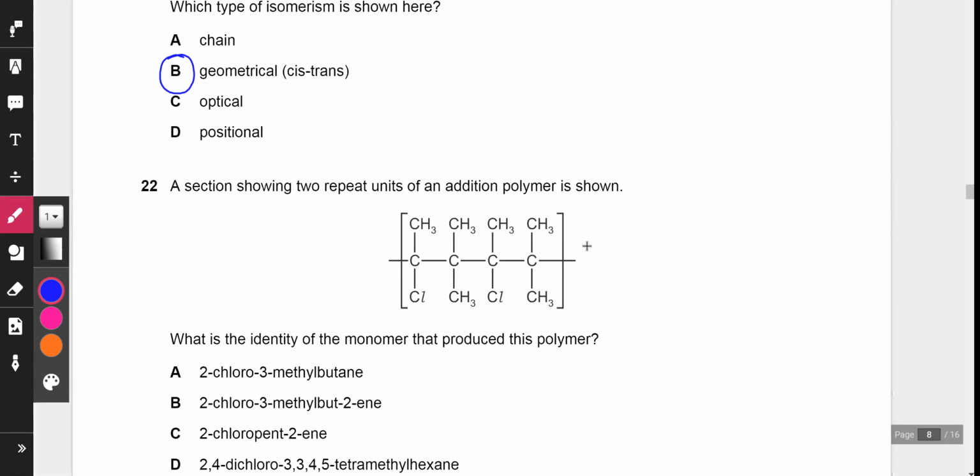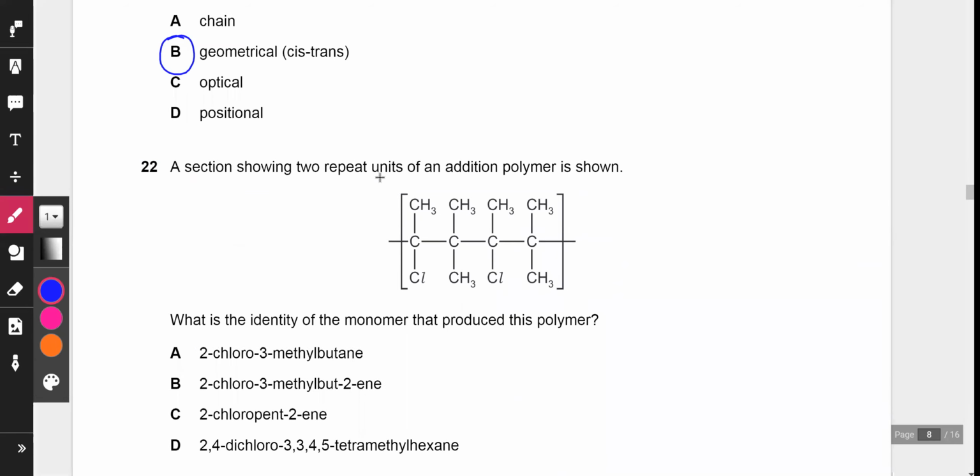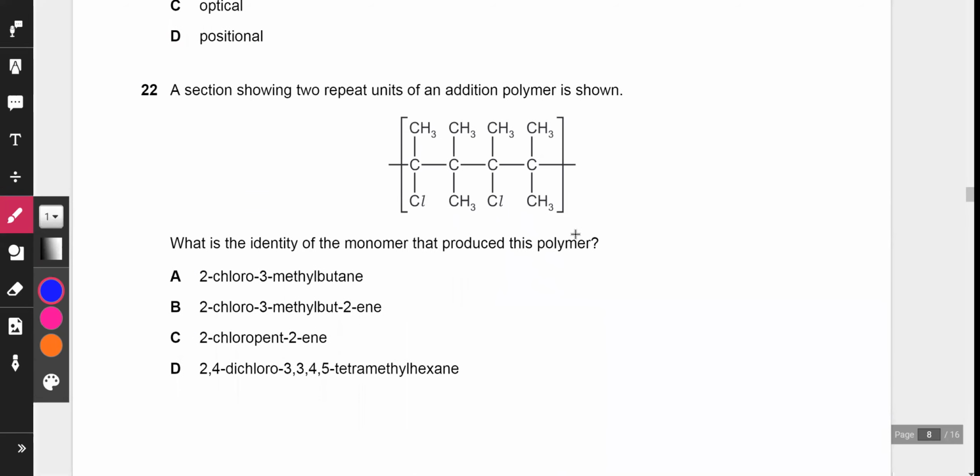Yes. So next, a section showing two repeat units of an addition polymer is shown. So this is an addition polymer. What is the identity of the monomer that produced this polymer? So this is a section. What is getting repeated over and over again? I think this part is getting repeated over and over again. What you just do is draw the repeat unit. There's a CH3 on top and a CH3 over here and a Cl over here and another CH3 over here.